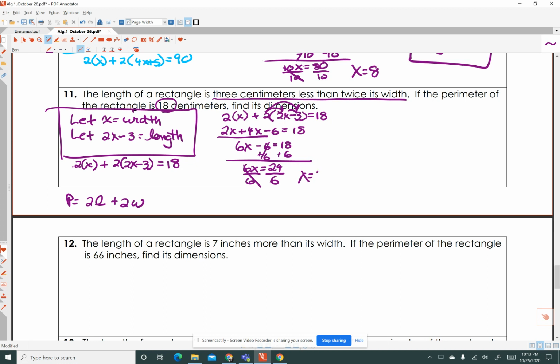And x equals 4. So that would be, remember we're working in centimeters. So the width would be 4 centimeters. It's a pretty small rectangle. And the length equals 2 times 4 minus 3. 2 times 4 is 8, minus 3 is 5. So the length is 5 centimeters.